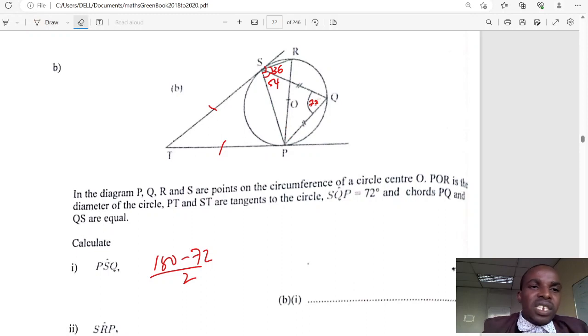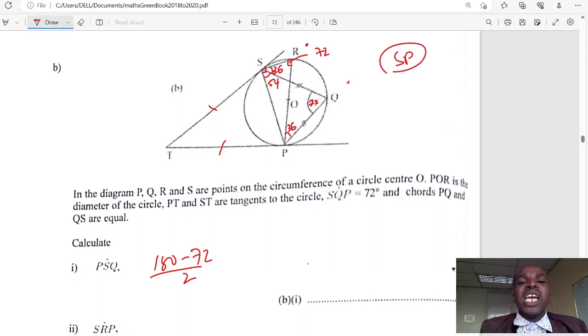Why? Because they are coming from R and Q and they are subtended by the same arc, which is RP. So they must be the same. They are angles subtended by the same arc, so they are equal. Then the angle at this point here is also 72. Why? Because they are subtended by the same chord SP. So it's 72, 72.